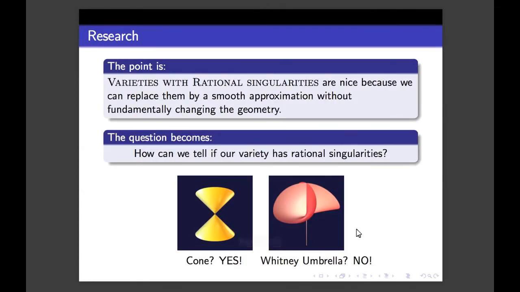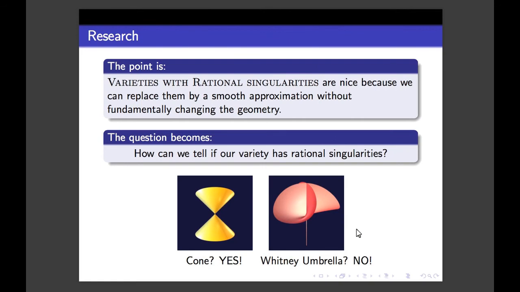Okay. So the point is, or at least one branch of research, now we were taking huge areas of mathematics that have thousands of people working on them, down to a little bit more specialized areas, but still a lot of people working on these things, which is the following question. We know that varieties with rational singularities are nice because we can replace them by their resolutions to do what we need to do with them. And so our question becomes, how can we tell if a variety has rational singularities?